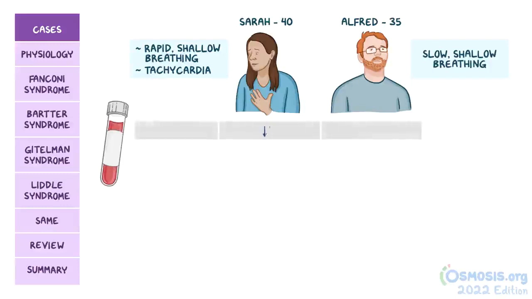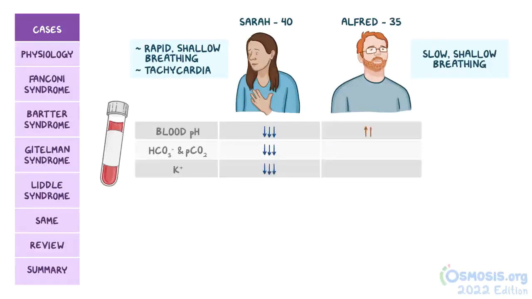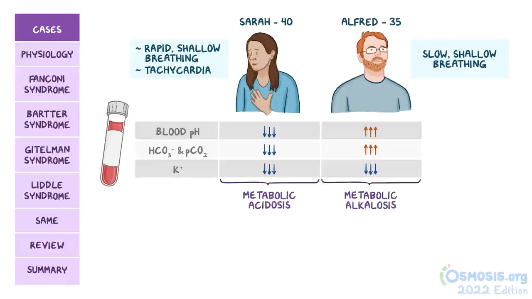Results showed that Sarah had low blood pH, bicarbonate, and partial pressure of carbon dioxide levels, and her potassium level was also low. Alfred had a high pH, bicarbonate, and partial pressure of carbon dioxide levels, but his potassium level was low. Based on these results, Sarah was diagnosed with metabolic acidosis, while Alfred had metabolic alkalosis.